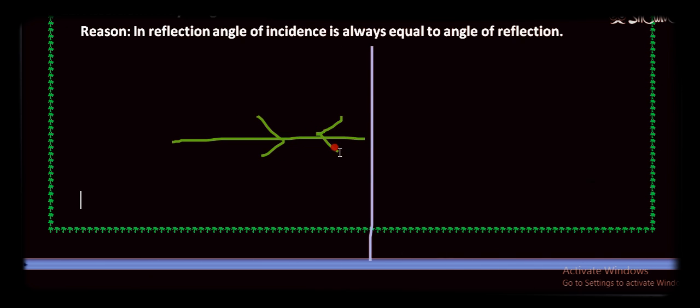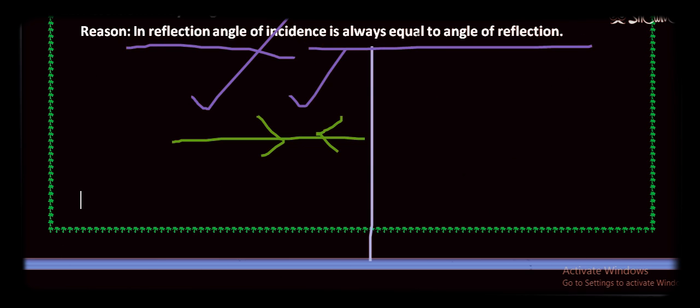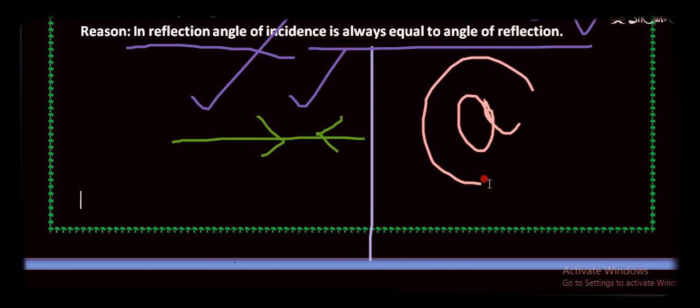Why does this happen? Because the angle of incidence is equal to 0 degrees and the angle of reflection is also equal to 0 degrees. This explanation, that the angle of incidence is always equal to the angle of reflection, is given in the reason. So the answer will be A. Both assertion and reason are right, and reason is the correct explanation for the given assertion. So question number 12 is clear.